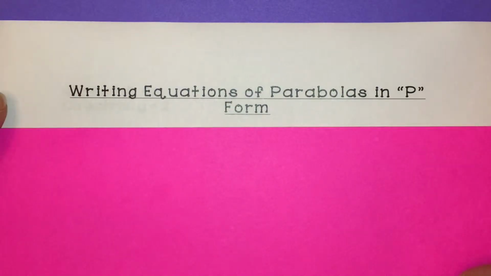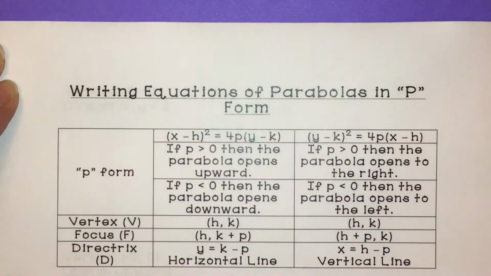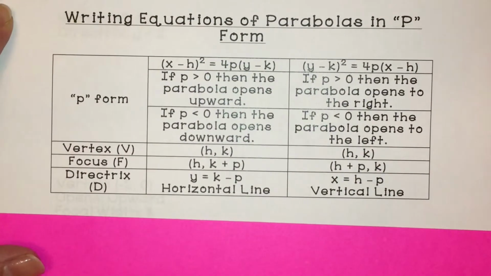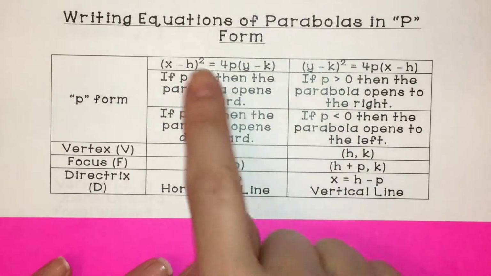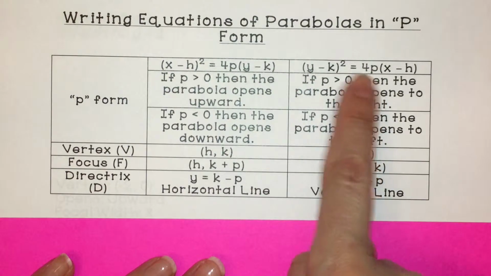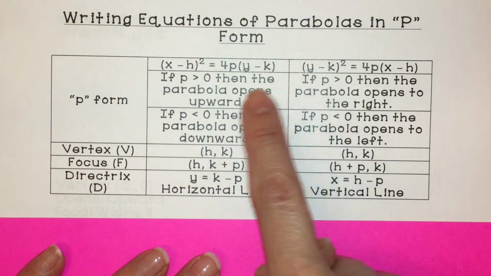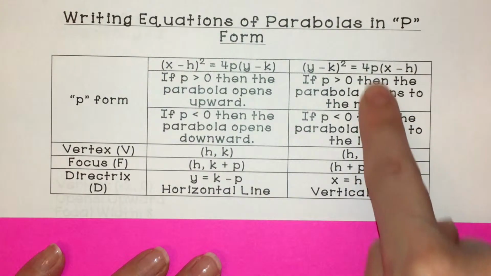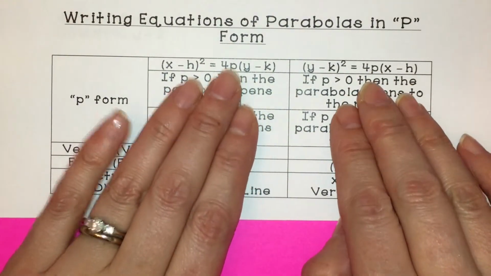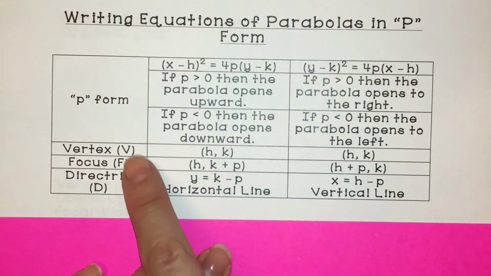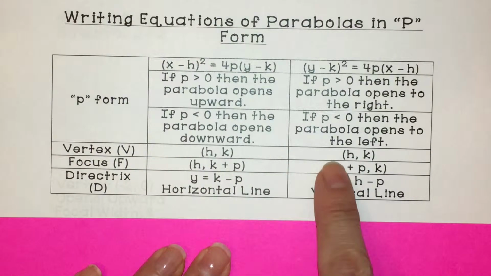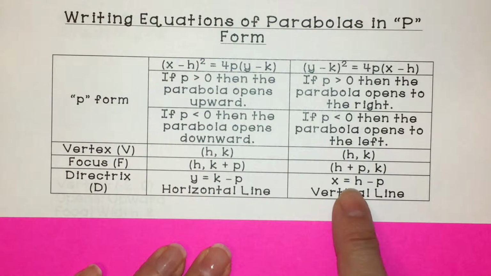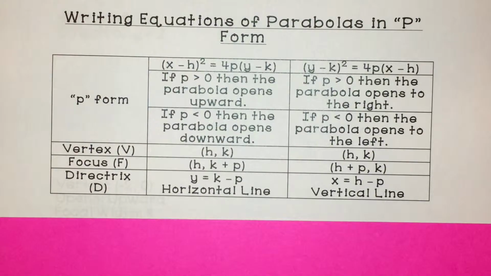We're going to write equations of parabolas in P form. So we're going to use the information for the two different types of equations, depending on if your parabola opens up or downward versus left or right. We have slightly different setups, and we're going to be using the vertex, focus, and directrix to write the equation.